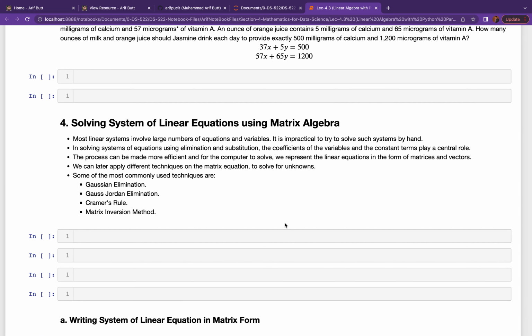Most systems involve a large number of equations and variables, and it is impractical to solve such systems by hand using elimination and substitution techniques. To solve systems of linear equations efficiently on computers, we represent the linear equations in the form of matrices and vectors, and then apply different techniques on the matrix equation to solve for the unknowns. Some of the very commonly used techniques are Gaussian elimination, Gauss Jordan elimination, Cramer's rule, and matrix inversion.